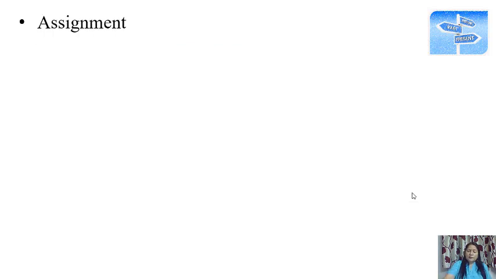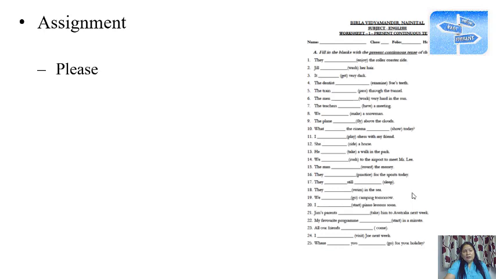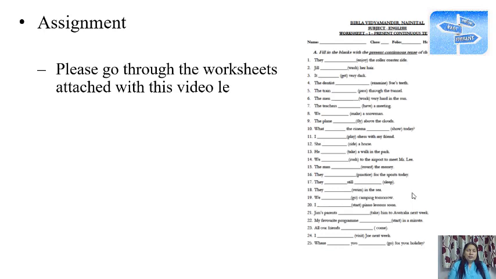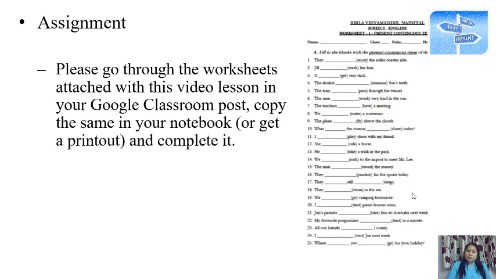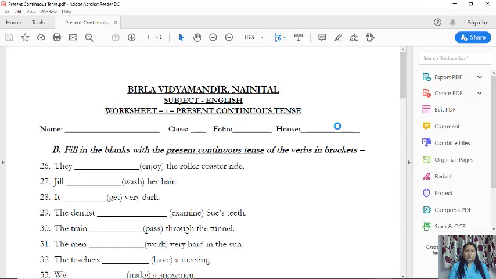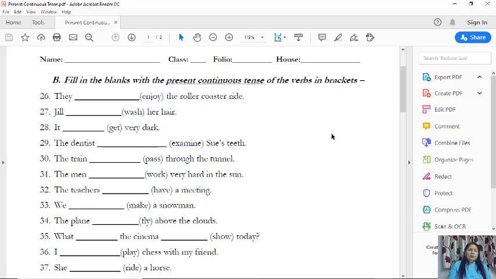What is the assignment? There is a worksheet and then there is a question. Now please go through the worksheet attached, and you can write this worksheet either in your notebook or get a printout if you can, and paste it in your notebook. Right. So let's look at the worksheet, and we will solve this worksheet here so that you can do it in your notebook. Fill in the blanks with present continuous tense of the verbs in brackets.